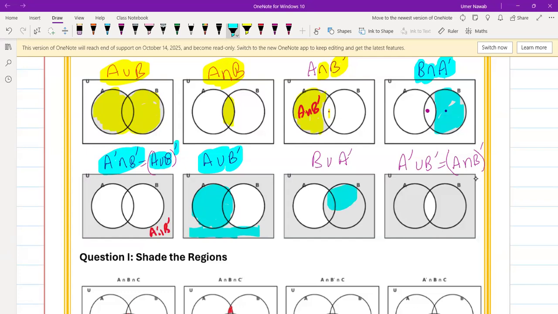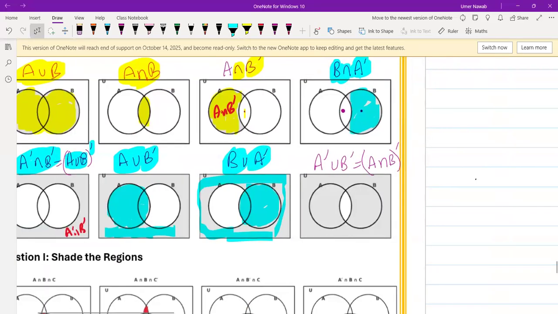The next question, you see guys, he has shaded the complete B. So no need to write B intersection. You should write B union. And did he take the outside part also? So write A complement. Excellent.